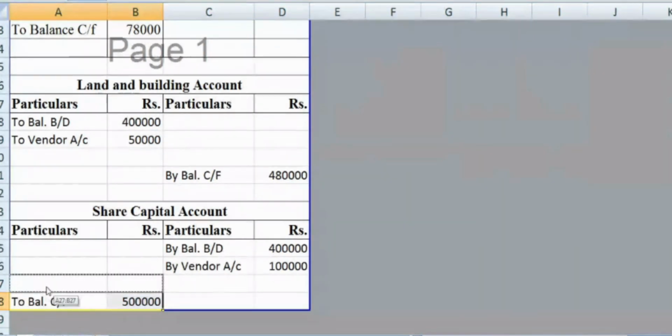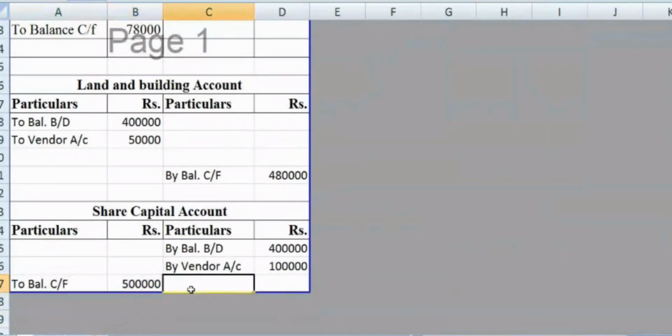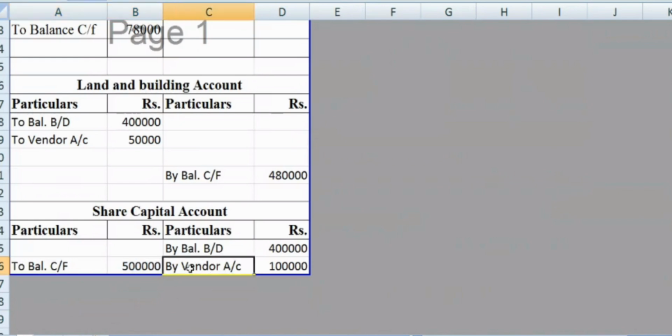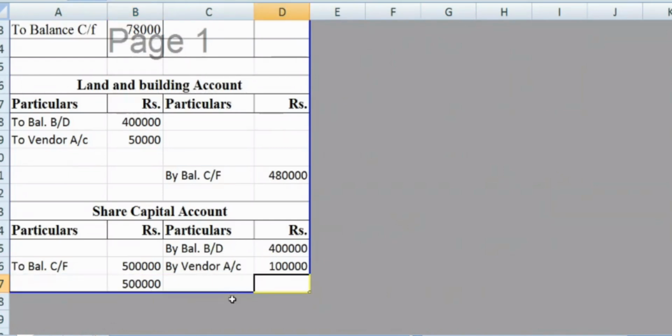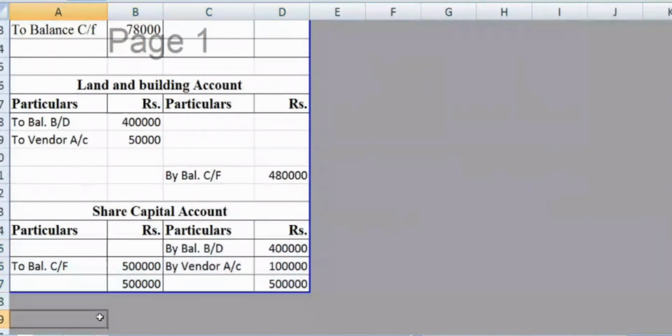Now what happened? You can see your equity share capital account is closed. Here total is 5 lakh, and here also total is 5 lakh. Share capital account is closed. Agree? Okay. Next account is land and building account.